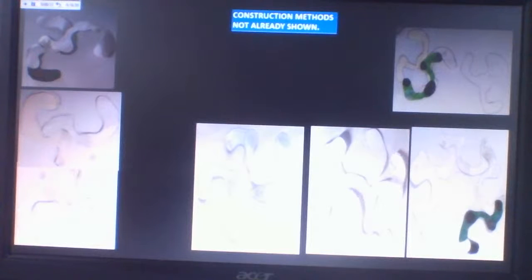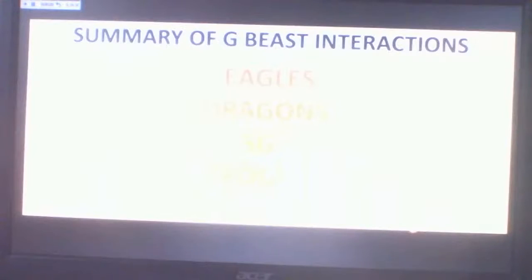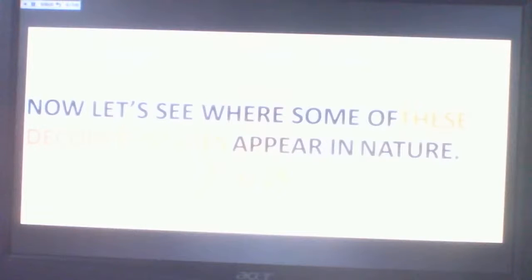Oh, that is my chief dragon. You see, I drew a circle because I had to make sure all the parts are meeting at the same place, equidistant from each other. And look at the X generated by itself. All right, the triangle generated by itself. Let's continue. So the summary of the G's interactions are eagles, dragons, 5G, and frogs. Now let's see where some of these decoded images appear in nature.